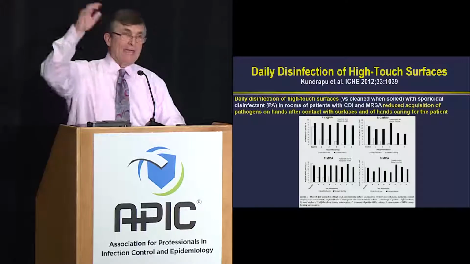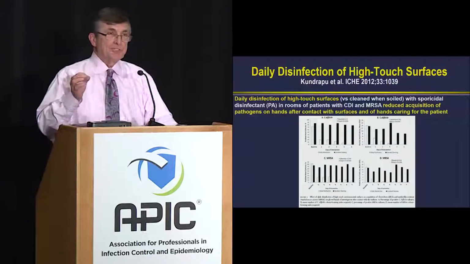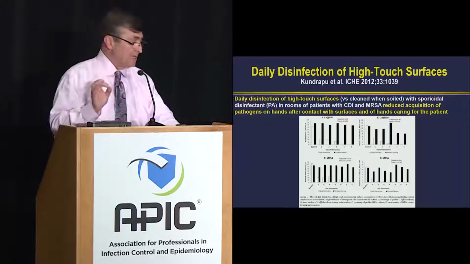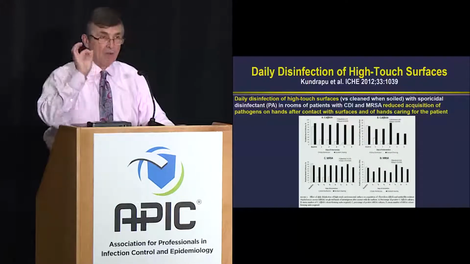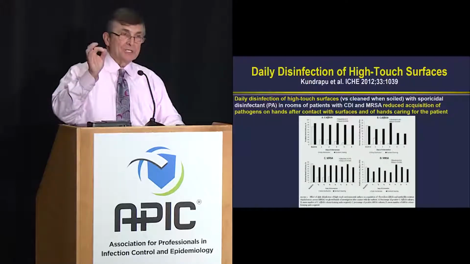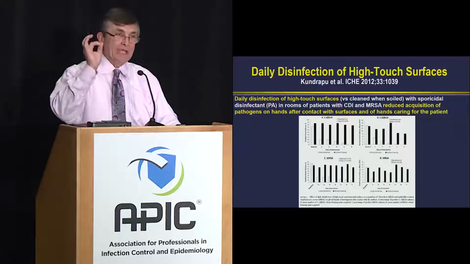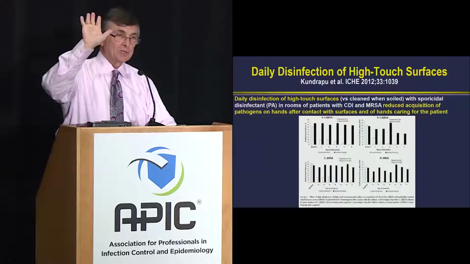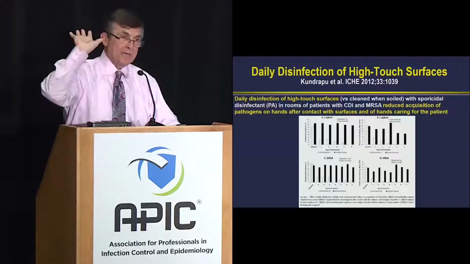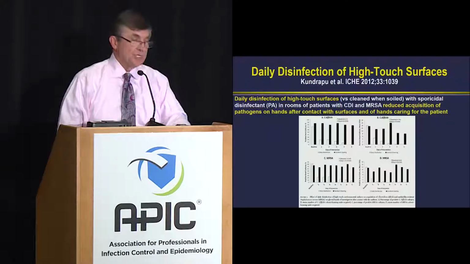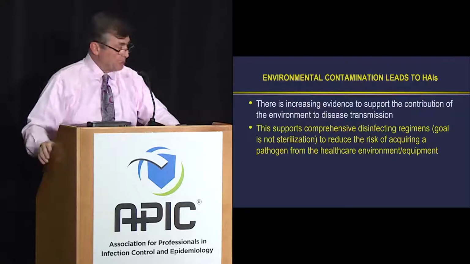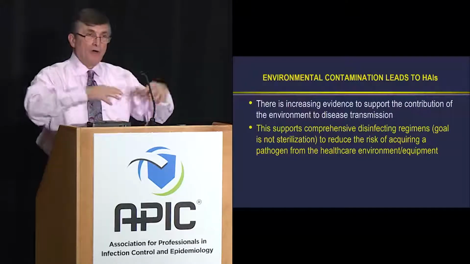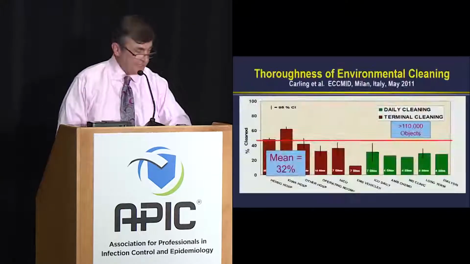You see those large black bars? Essentially, that's the frequency of glove contamination when you only clean when the surfaces are soiled. Now, you may not even be able to see the hollow bars, but the hollow bars are essentially the frequency of hand contamination when you clean daily. So if you only clean when surfaces are soiled, there's a lot more surface contamination and hand contamination associated with those surfaces, shown for C. difficile and shown for MRSA. So we have data demonstrating daily disinfection. Now, all of this information supports comprehensive disinfecting regimens.